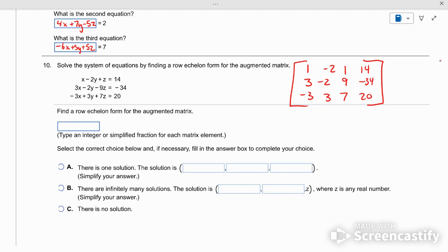So my first row is good. How do I get a 0 in my second row? I take my first row times negative 3 and add it to row 2. So my first row will not change the whole time. It'll stay like that. My second row will become 0. 6 plus negative 2 is 4. Negative 3 plus 9 is 6.